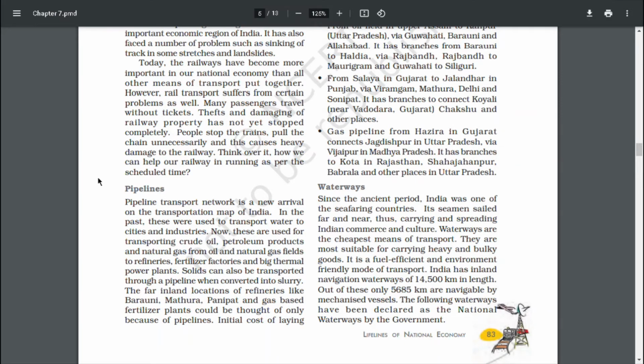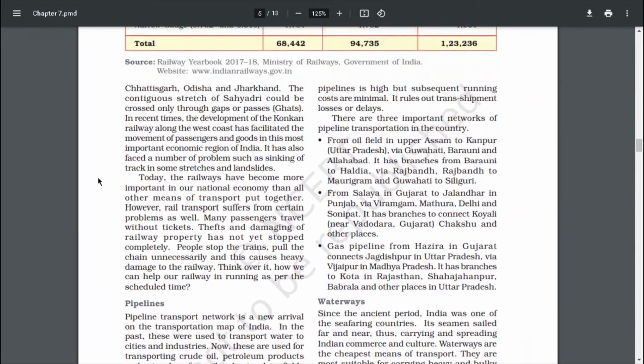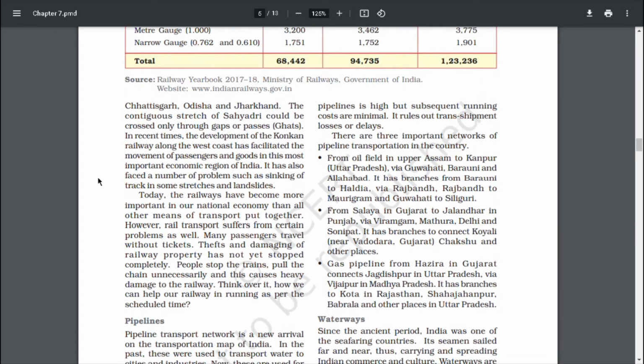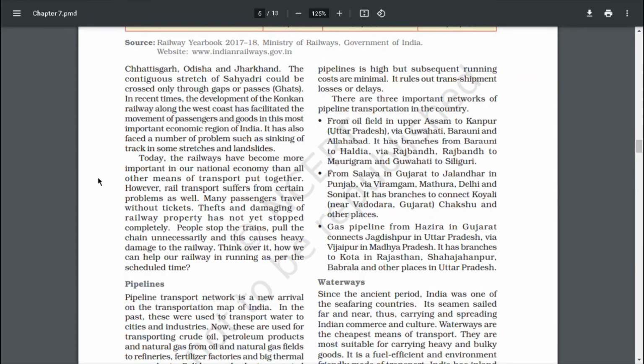The far inland locations of refineries like Barauni, Mathura, Panipat, and gas-based fertilizer plants could be thought of only because of pipelines. The initial cost of laying pipelines is high, but subsequent running costs are minimal. It rules out transshipment losses or delays.